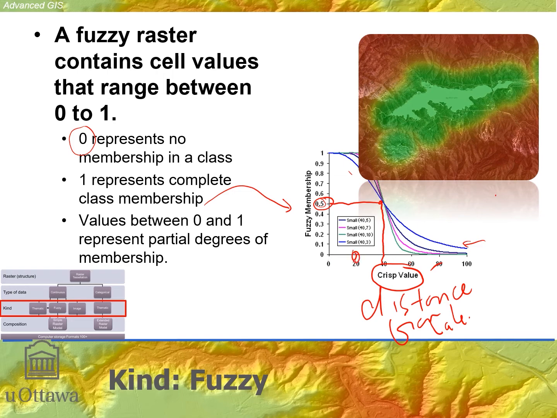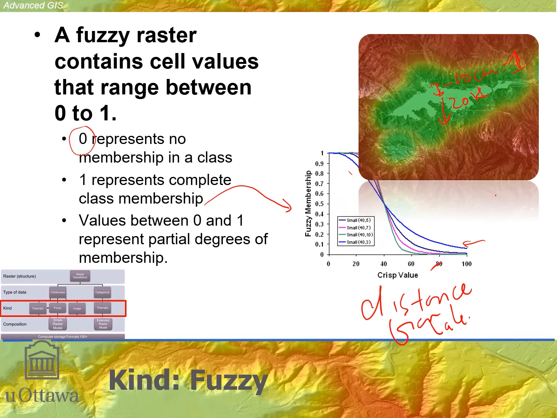At 20 kilometers here, well, it's much higher. It's around 0.9. So at 20 kilometers away from the lake here, we have a membership of 0.9. And 0 to 10 kilometers from the lake, it's at 1 right here. So within 0 to 10 kilometers, we have a membership of 1. That would be prime likelihood for eagle nesting in this region.